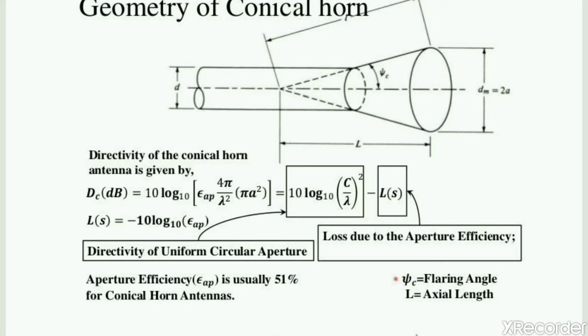So please remember these three formulas. The first is the directivity of the conical horn, the second is the directivity of the uniform circular aperture, and the third is the loss due to aperture efficiency. The directivity of the conical horn depends entirely on the directivity of the uniform circular aperture and the loss due to aperture efficiency.